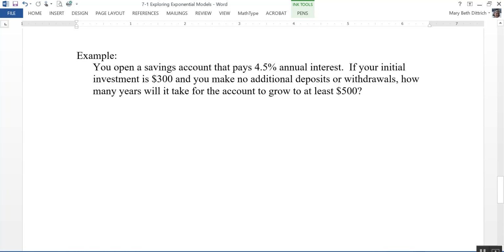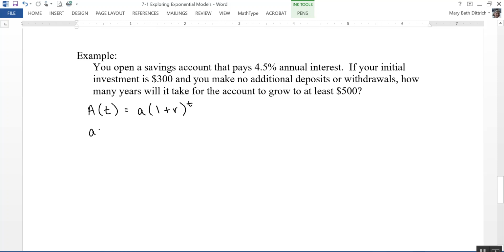Let's take a look at another example here. This says you open a savings account that pays 4.5% annual interest. If your initial investment is $300 and you make no additional deposits or withdrawals, how many years will it take for the account to grow to at least $500? So we'll be using the same formula. A of t is equal to the initial amount times 1 plus the interest rate raised to the t.